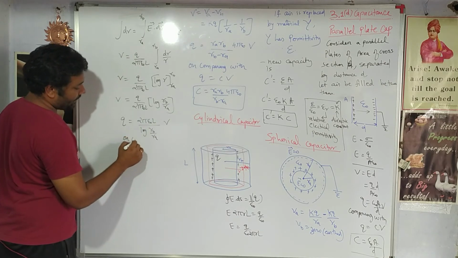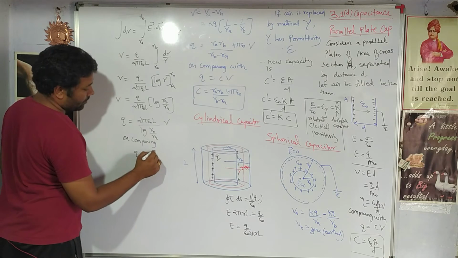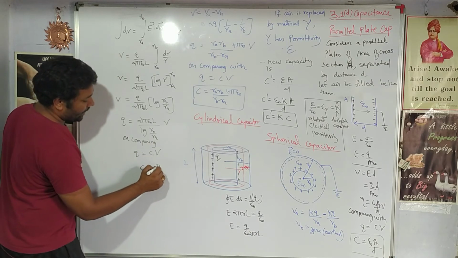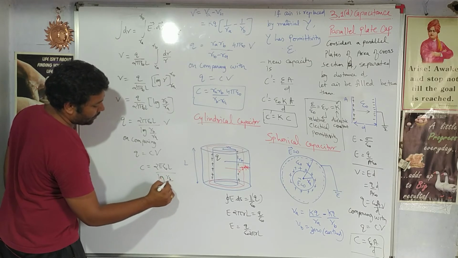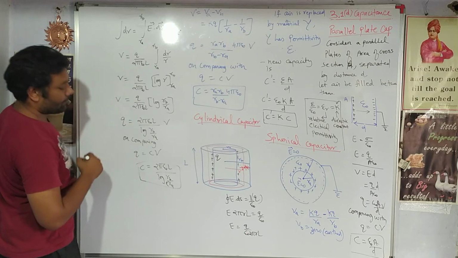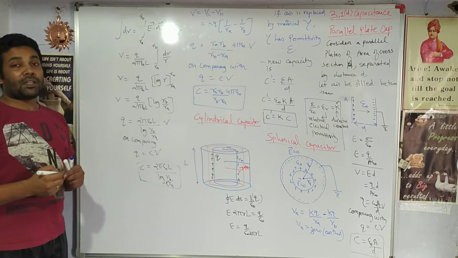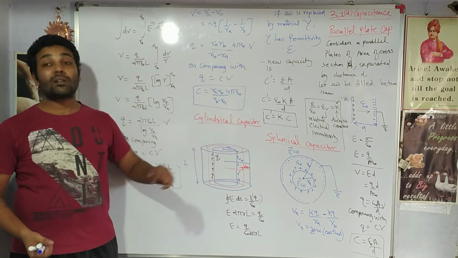So on comparing with Q is equal to CV, the value of C I obtained is 2 pi epsilon naught L upon log RB upon RA. This is the capacity of a cylindrical capacitor. So this derivation has application of the Gauss law.